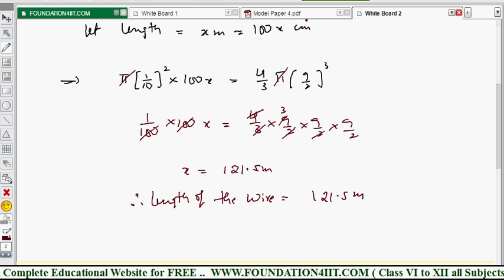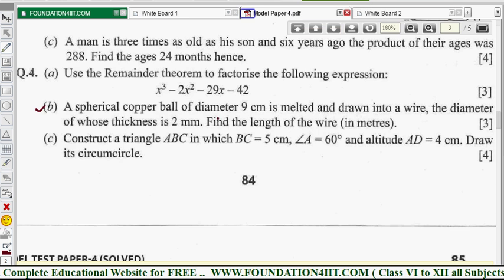Okay, you can solve it in this way. And the next one: construct a triangle ABC in which BC is 5 centimeters, angle A is 60 degrees, the altitude AD is 4 centimeters, and draw its circumcircle.